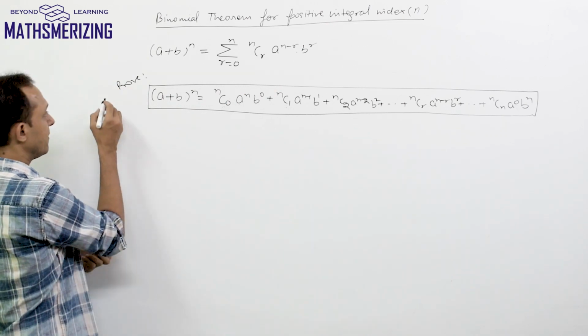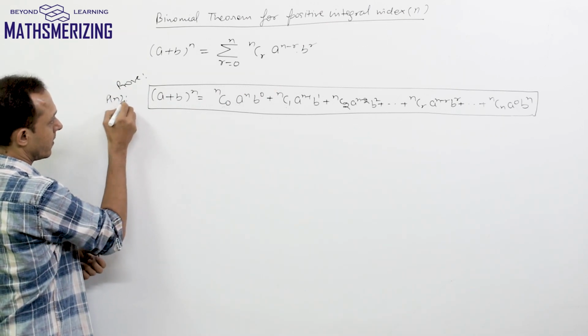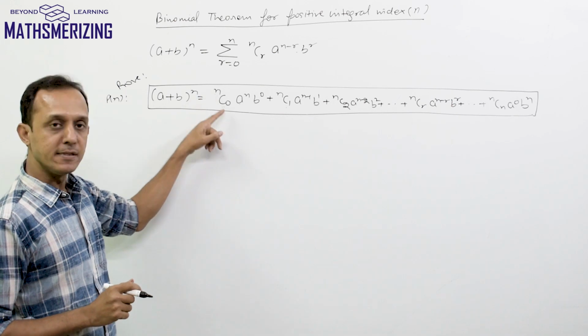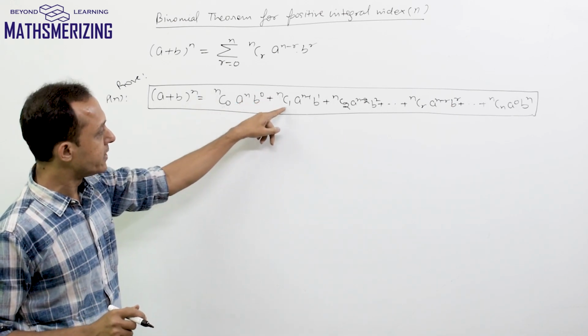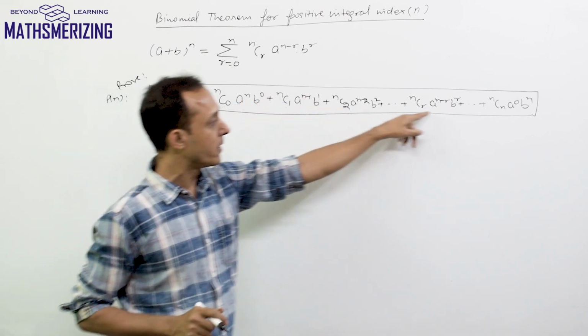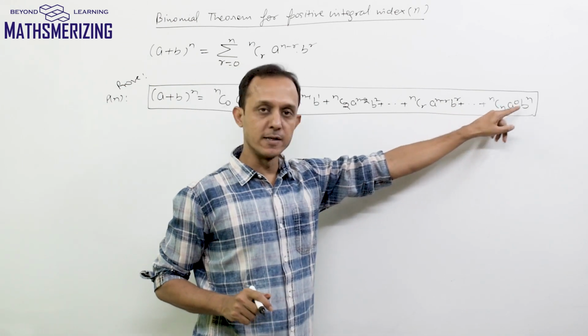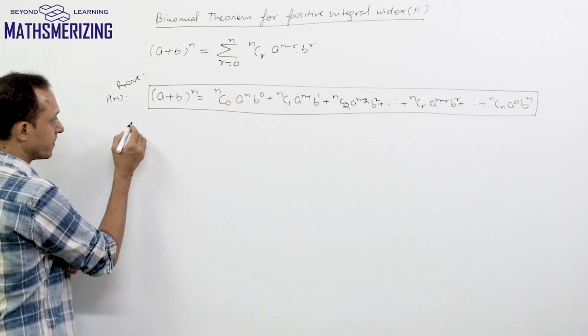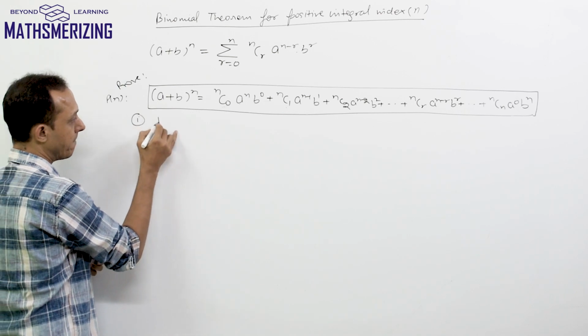So suppose our statement Pn is (a + b)^n = nC0 a^n b^0 + nC1 a^(n-1) b^1 + ... + nCn a^0 b^n. So the first step is I need to prove that P1 is true.